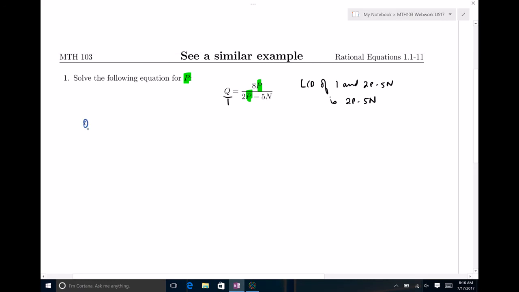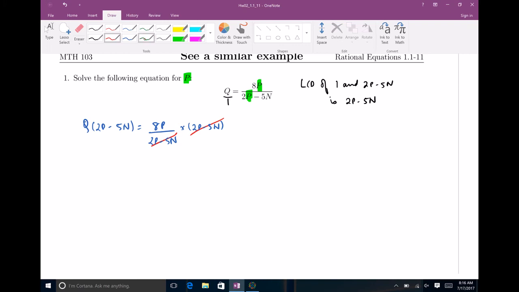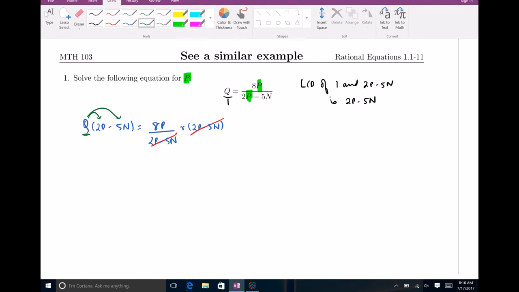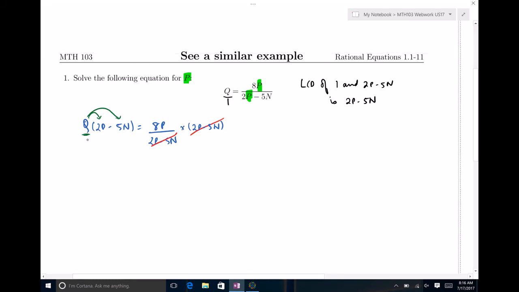So I get q times (2p minus 5n) equals 8p over (2p minus 5n) times (2p minus 5n). Now the advantage of this is that I can cancel 2p minus 5n from the numerator and denominator on the right hand side. As for the left hand side, I'm going to multiply the q to both the terms inside the parentheses. So I get q times 2p is 2qp and q times negative 5n is negative 5qn, and on the right hand side I just get 8p.